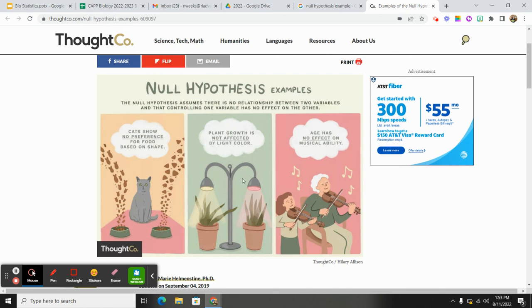And then for the last one, if I want to see if age is indicative of the ability of people to play musical instruments, I would say age has no effect on musical ability. And then in all of my experiments, I would prove maybe otherwise.